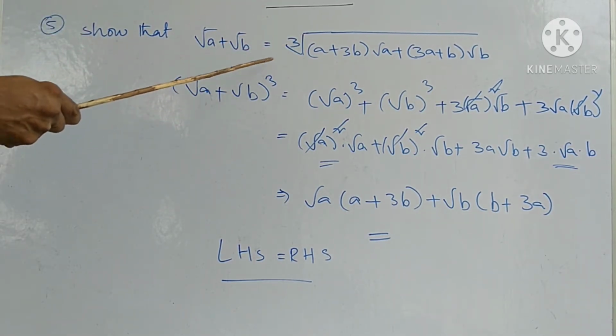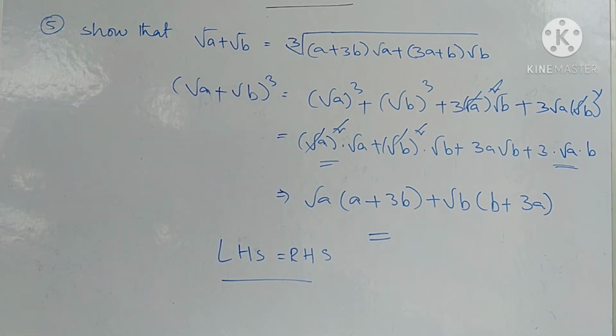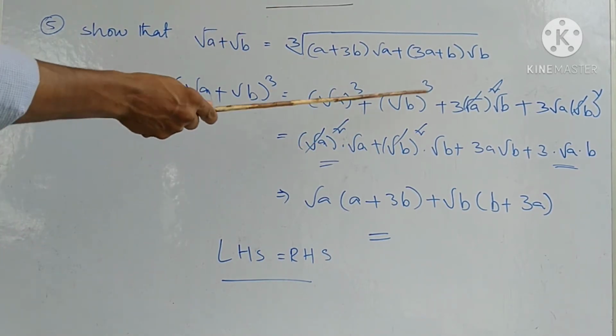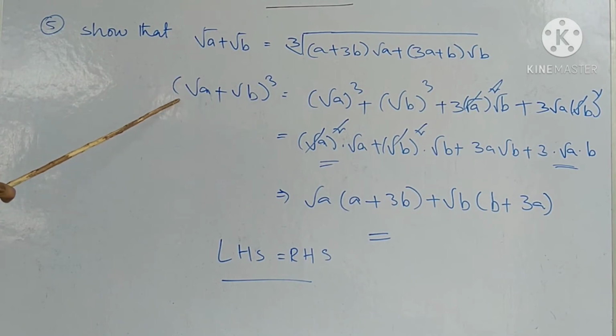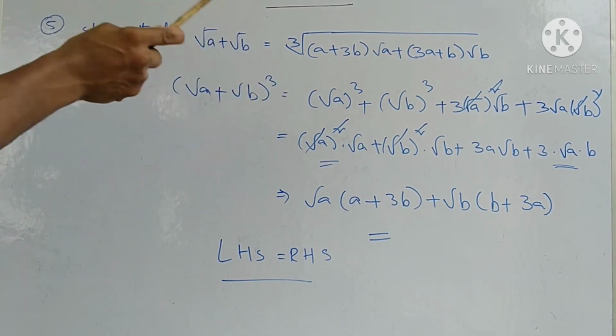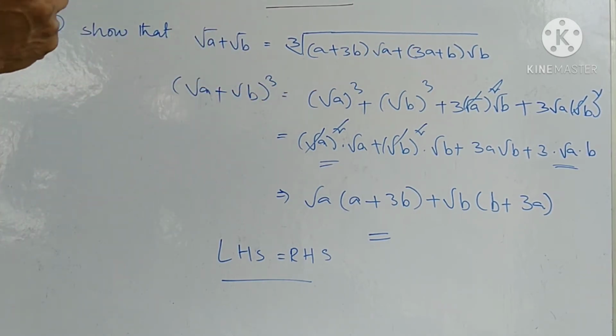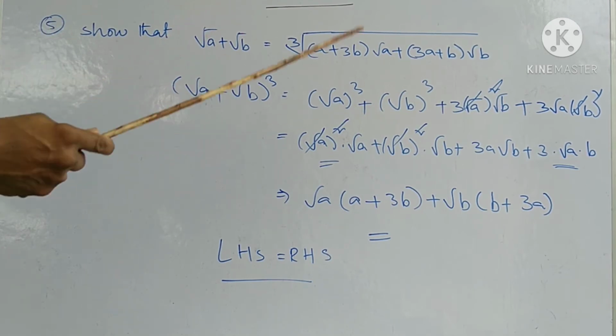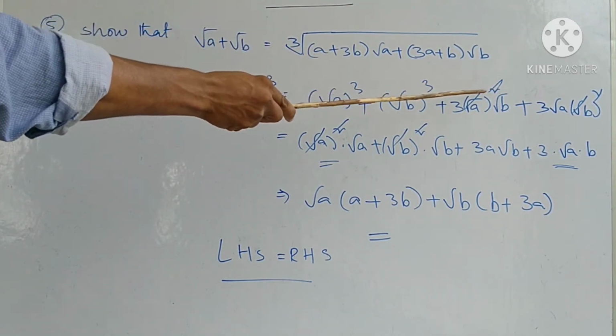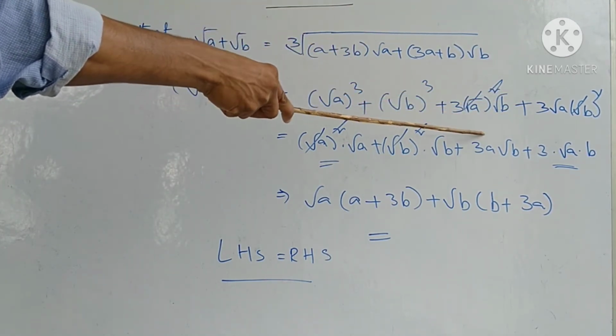Root a plus root b whole cube is equal to, using the (a plus b) whole cube formula, a cube plus b cube plus 3a square b plus 3ab square. Here also, root a cube plus root b cube plus 3 into root a whole square into root b plus 3 into root a into root b whole square. The square root cancels with the square here, and here also.